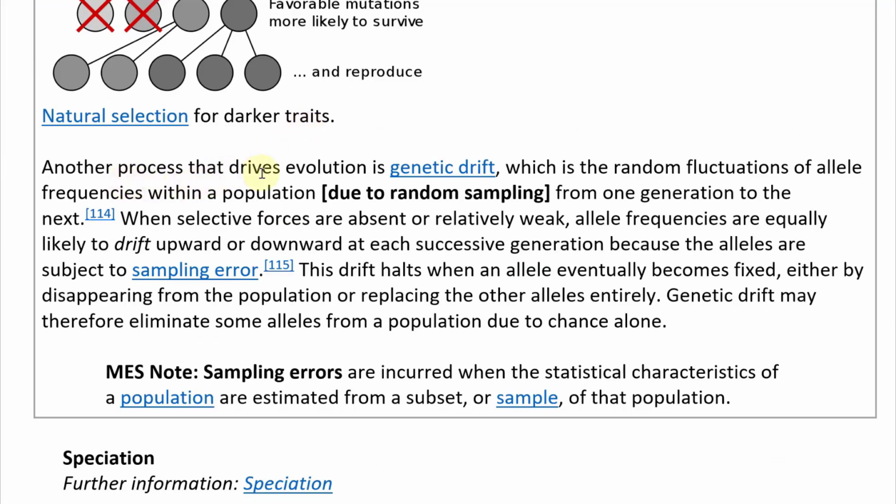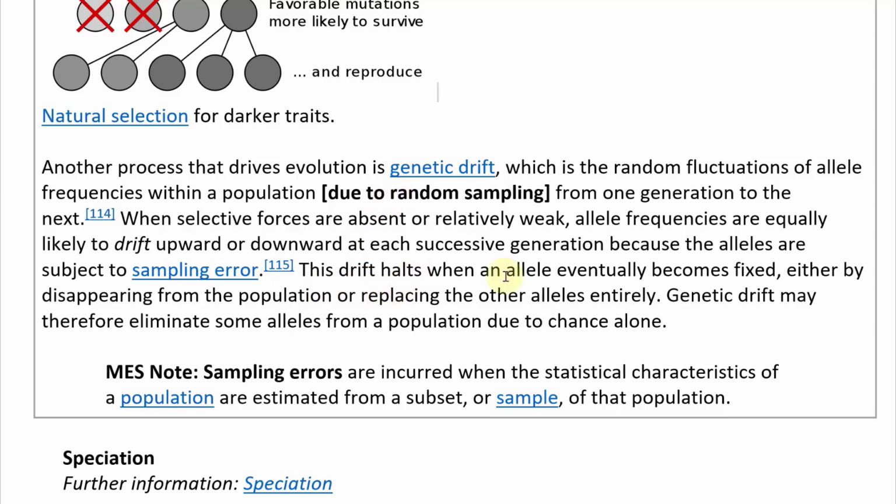All right, continue further. Another process that drives evolution is genetic drift, which is the random fluctuation of allele frequencies within a population due to random sampling from one generation to the next. When selective forces are absent or relatively weak, allele frequencies are equally likely to drift upward or downward at each successive generation because the alleles are subject to sampling error. This drift halts when an allele becomes fixed, either by disappearing from the population or replacing the other alleles entirely. Genetic drift may therefore eliminate some alleles from a population due to chance alone.